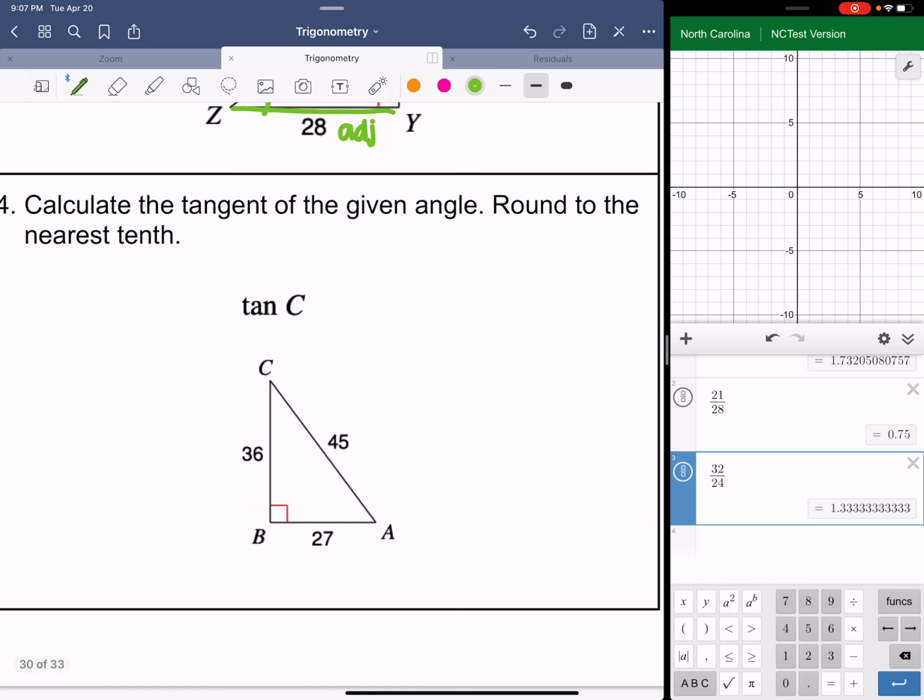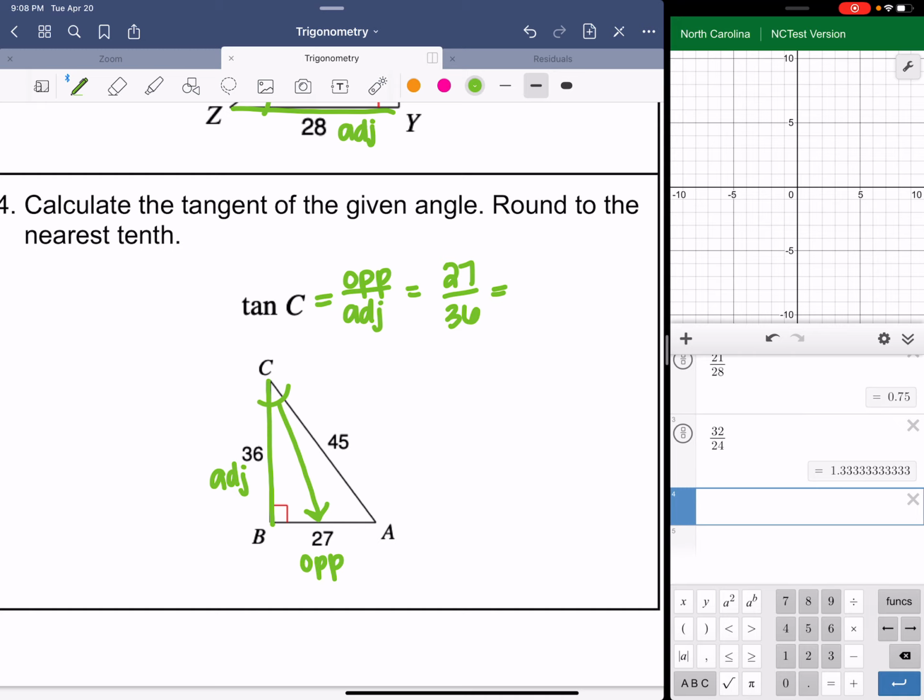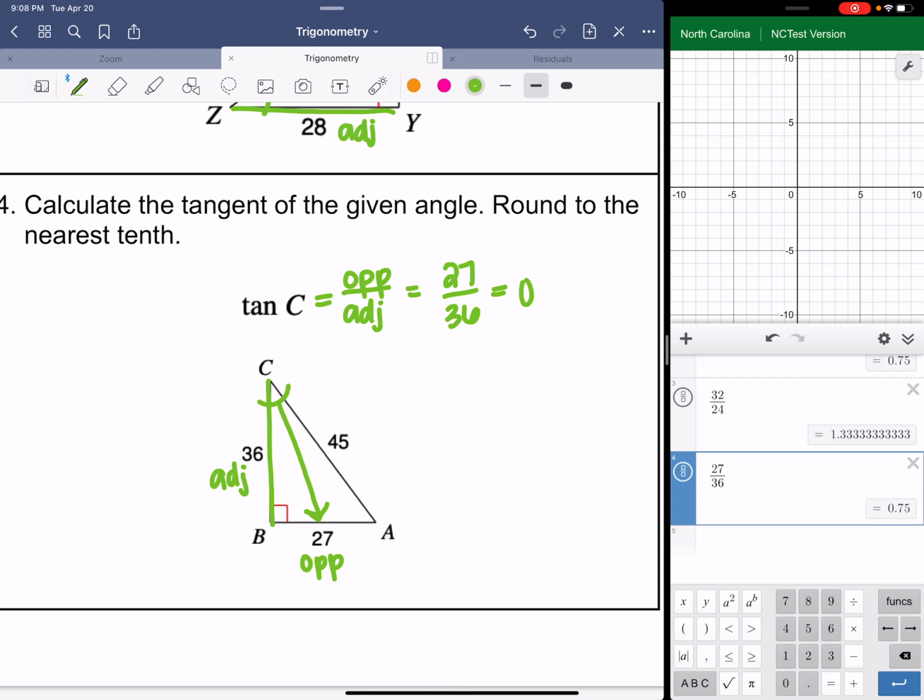Number 4, the tangent of angle C. So again, looking for opposite over adjacent. So opposite is 27. The adjacent side is going to be 36. And to calculate that, we're going to divide 27 divided by 36 is 0.75, which is 0.8 if we're rounding to the nearest tenth.